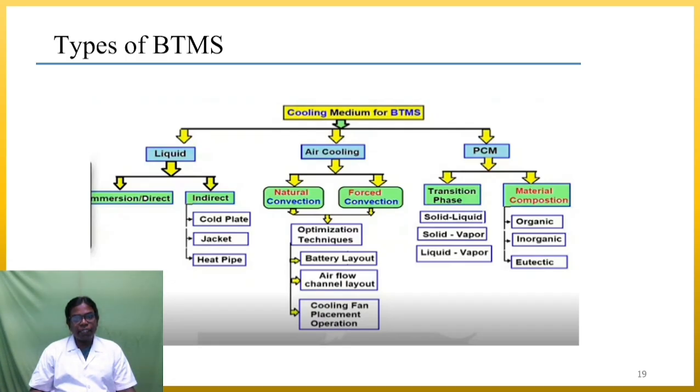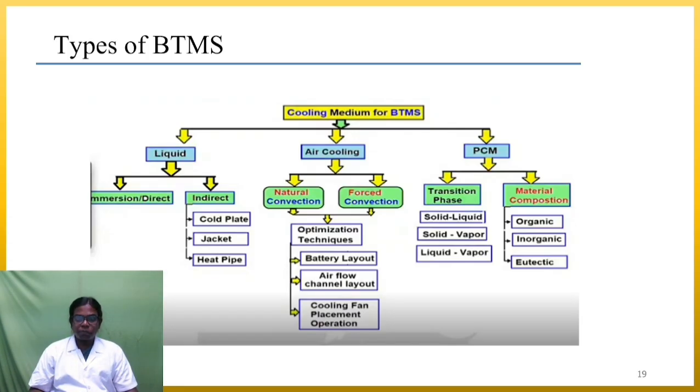There are three types of cooling: liquid, air cooling and PCM. PCM means phase change material. Liquid means immersion or direct cooling. Immersion cooling means the battery is directly dipped into the liquid. And indirect cooling: cold plate, jacket and heat pipe. In these, fluid flows through the pipe to the battery. We will see this later.